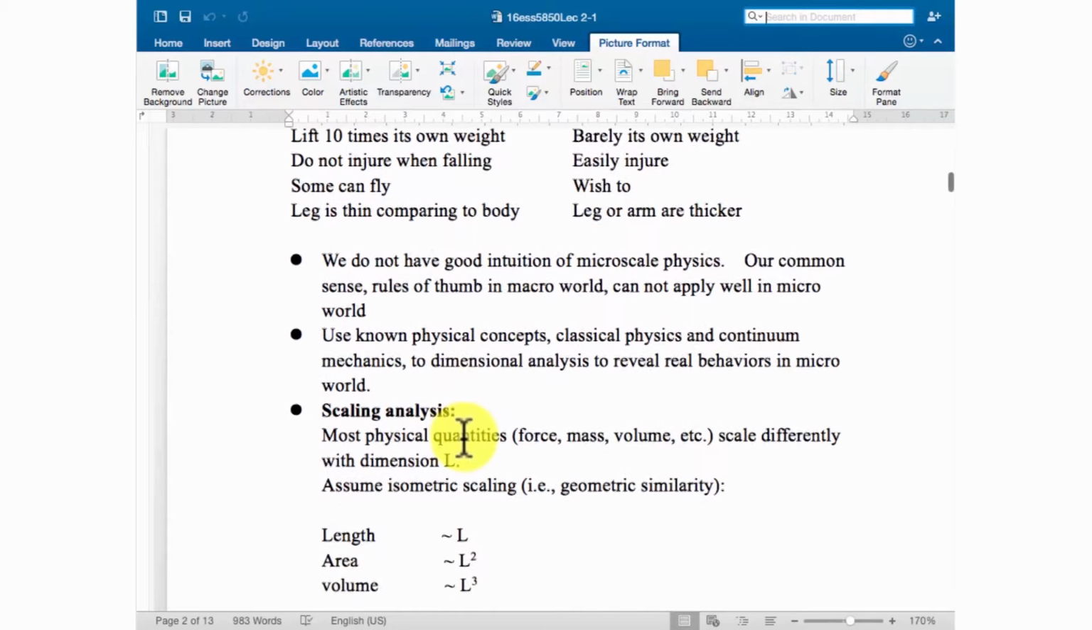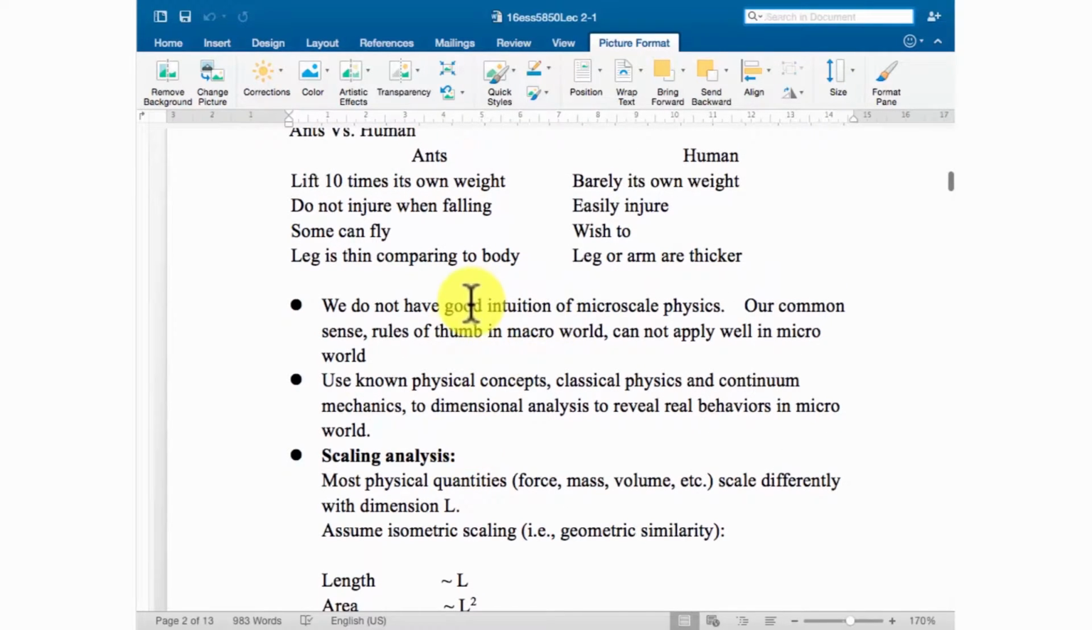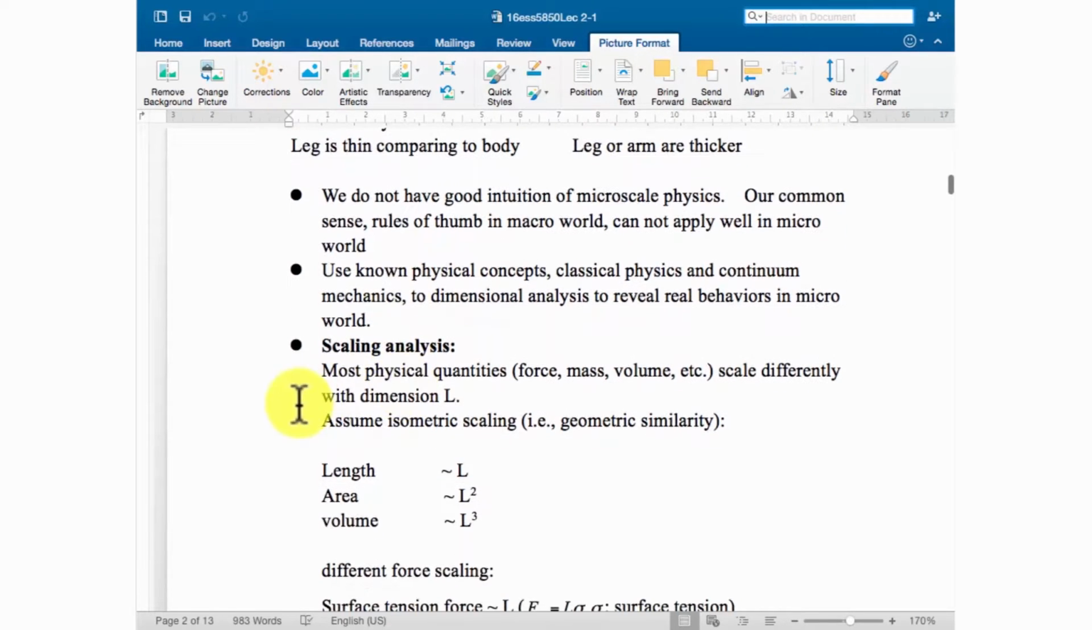Okay. So we cannot count on the intuition. We need to come back to the physical concepts, the classical physics, even continuum mechanics, or even quantum mechanics. So if we want to do the scaling analysis, we need to come back carefully to each of the individual physical quantities, for example, force, mass, and volume. What's their fundamental meaning? Then we will do some comparison when we try to scale up or scale down. They will behave differently.